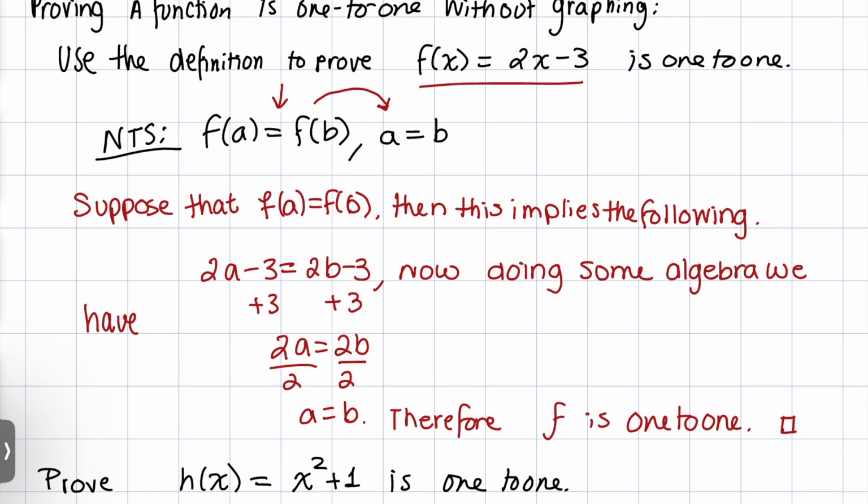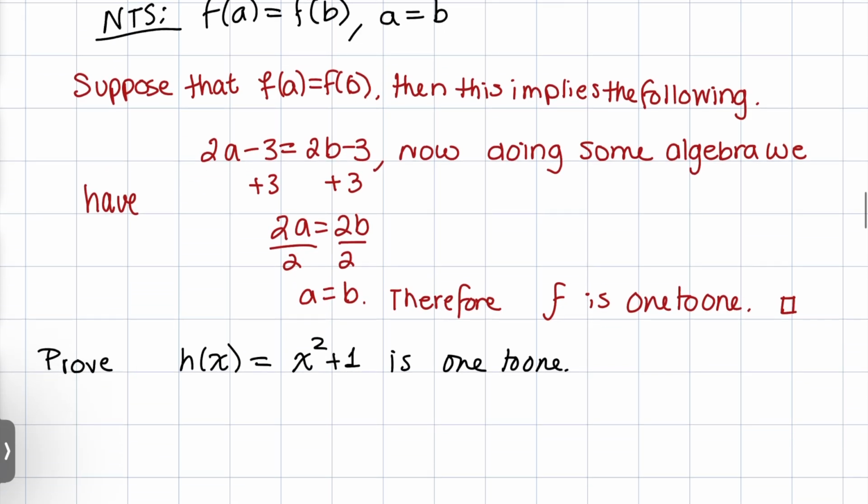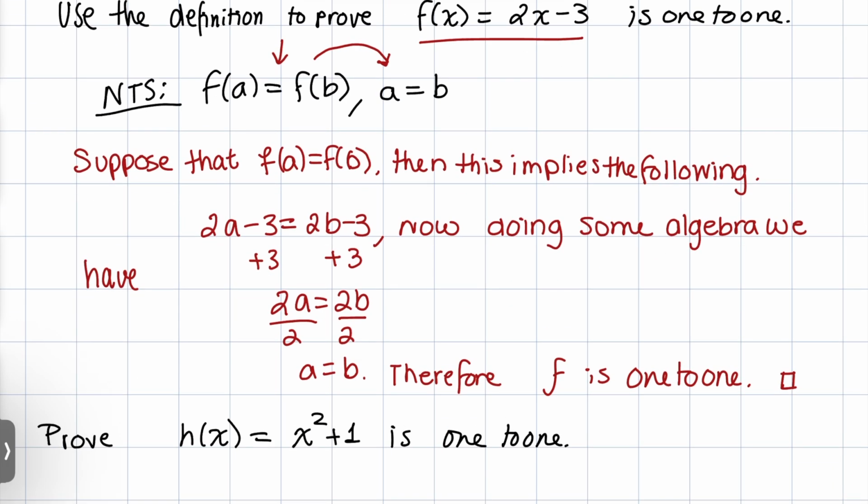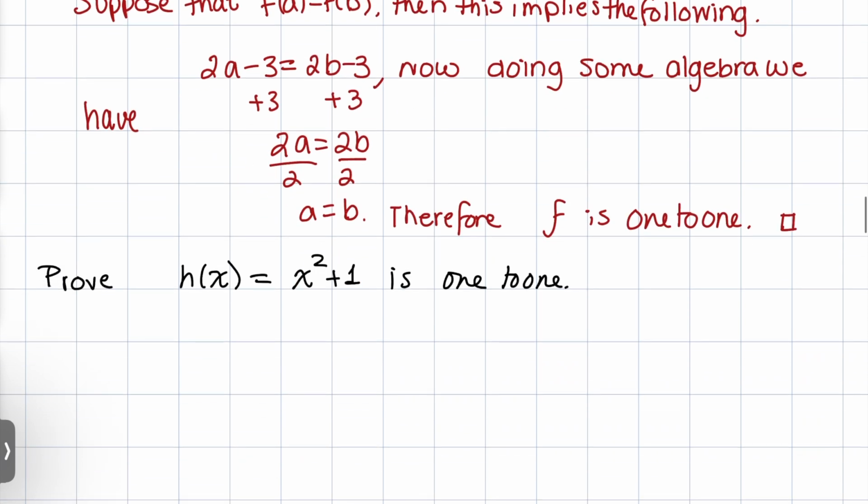That's it, right? That's really all I did, and I just used the definition of proving something is 1-to-1 by saying, let f of A equal f of B, and then this implies the following. Doing some algebra, I get A equals B, which is exactly what the theorem states in the definition, so therefore the function is 1-to-1. Okay, let's try it for this h of x.